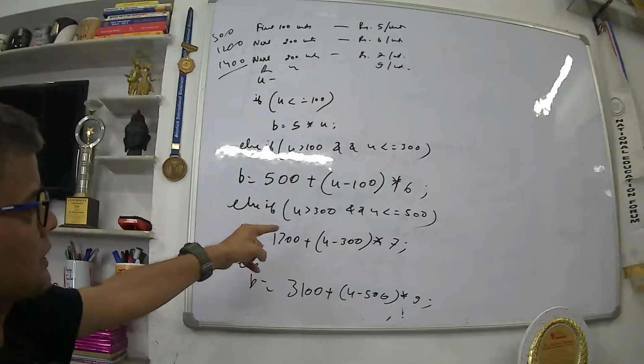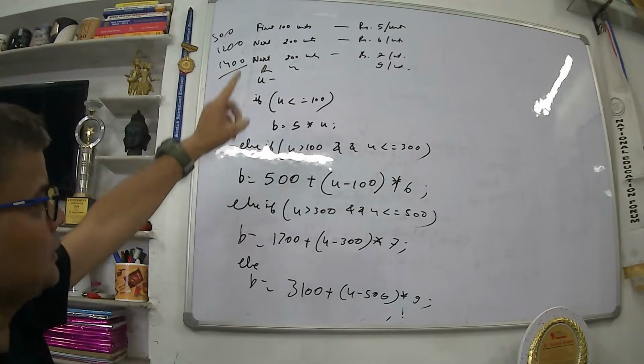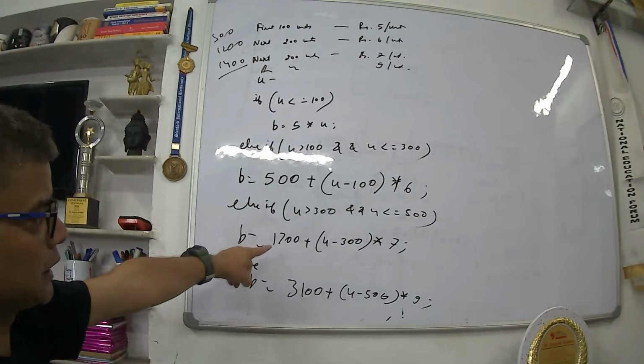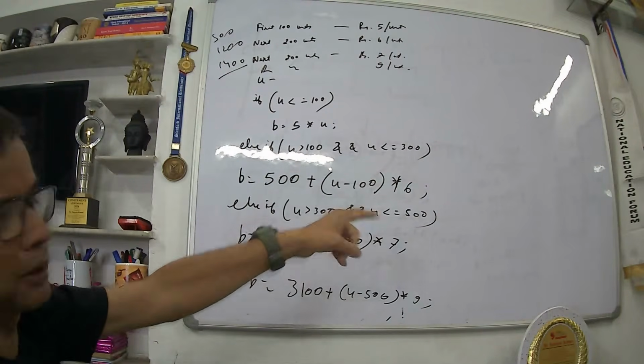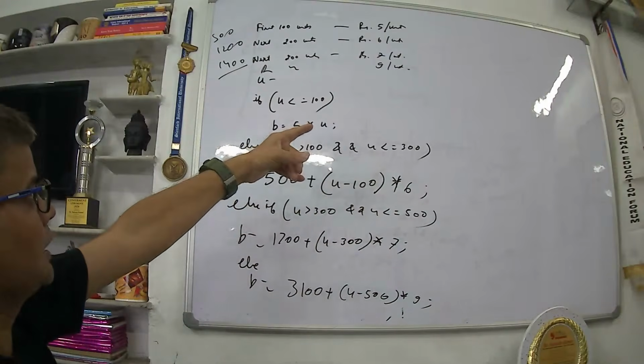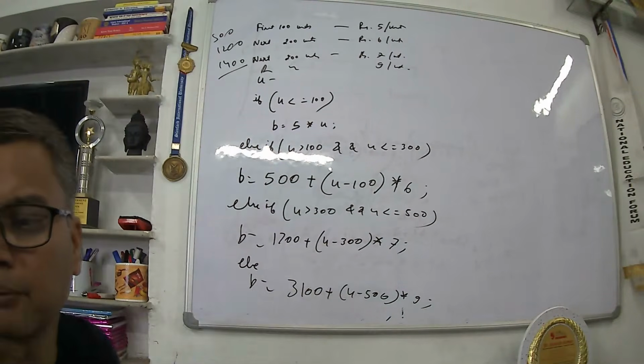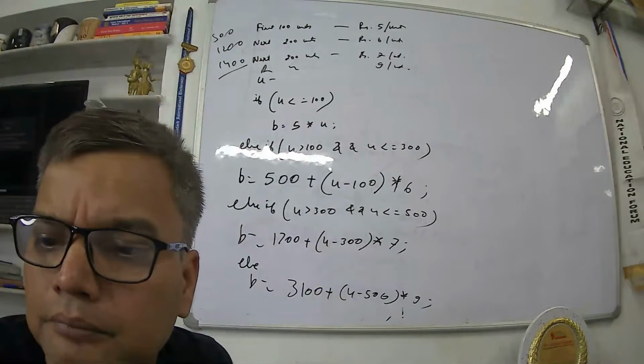Else if U is greater than 300 and U is less than equal to 500, so 500 plus 1200, 1700 plus (U minus 300) multiplied by 7. Otherwise again, 1700 plus 200 into 7, 1400, 3100 plus (U minus 500) multiplied by 9.